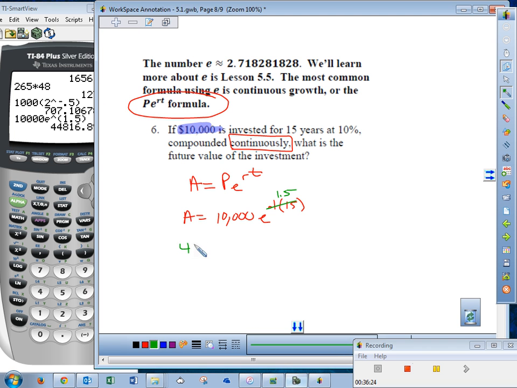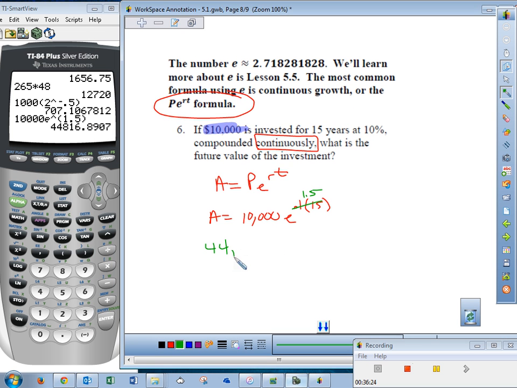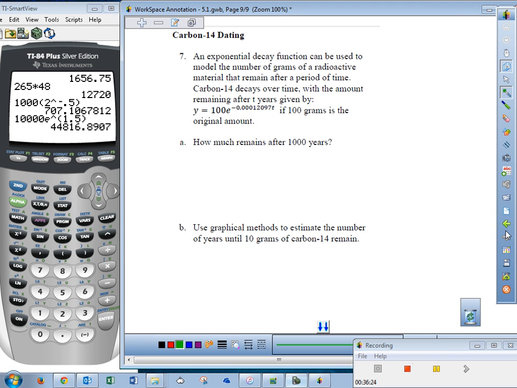$44,816.89 equals my amount. Wouldn't it be sweet if you could get 10% interest? That is a ridiculously high interest amount. First of all, you'll never find a place that gives you continuous compounding, but it's stuff like your national debt. The national debt is compounded continuously. You see that clock? I hope you've seen the national debt clock. That thing just keeps running, baby, because it's compounded continuously. And it's probably at a pretty high rate also. Cool. Next. Last one, baby.